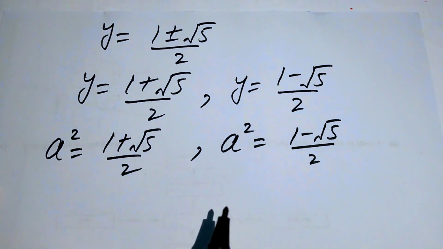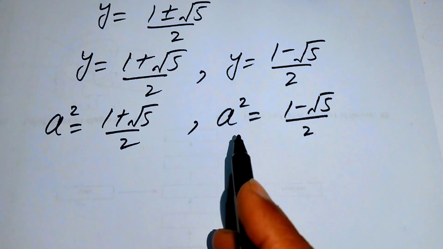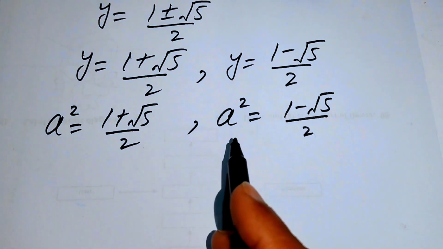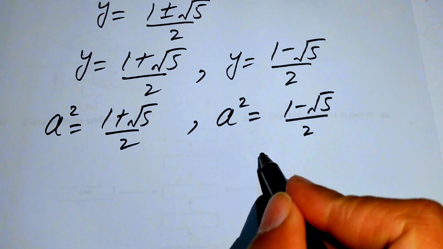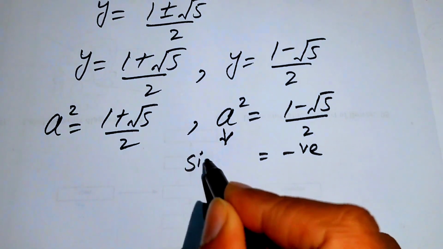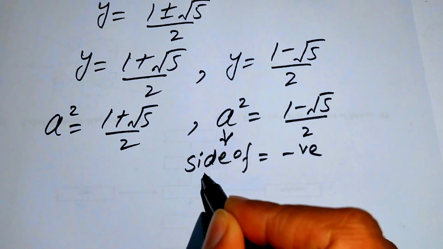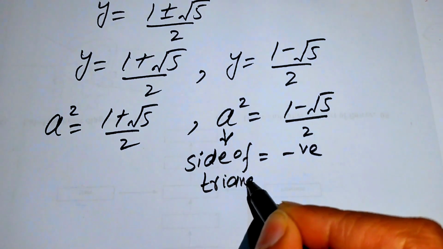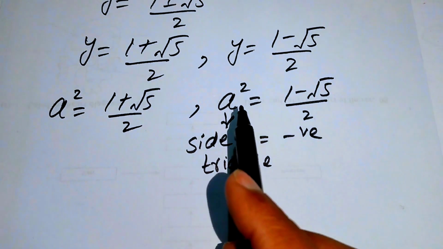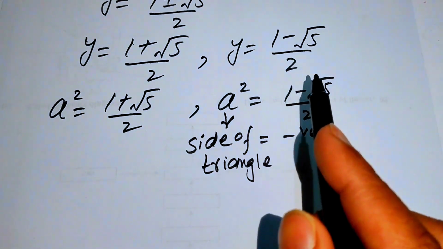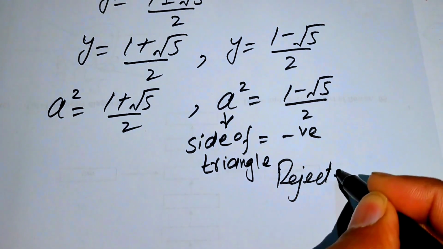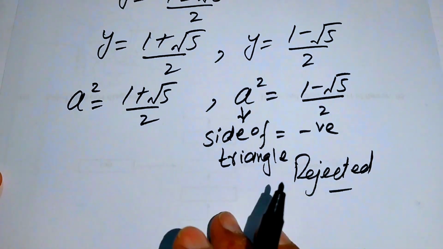and in the other case we get a square equals 1 minus square root of 5 over 2. But you know that this a square will become one side of the given right triangle, or we call it the base. So this expression will become a negative value, and this is the side of the given right triangle. So we know that any side of a right triangle cannot be negative. So if this a square becomes negative, it means that this case is not possible. So we will reject this case, and we can just proceed with the other case only.